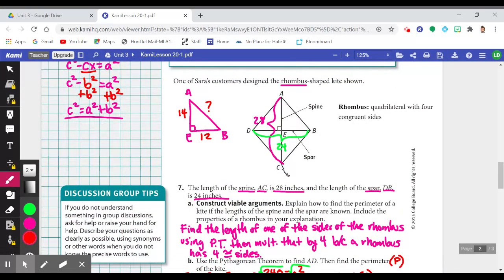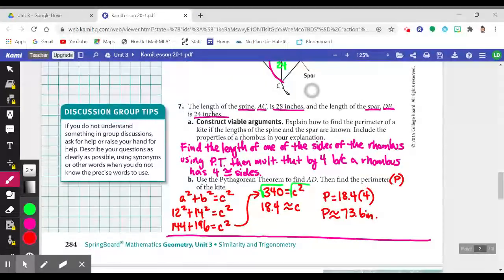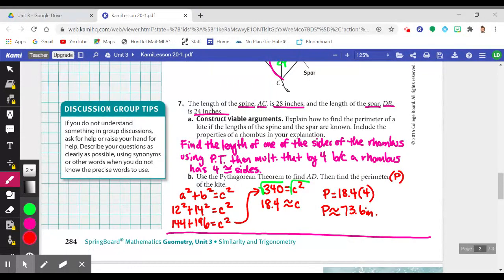So that means the distance from B to C is also 18.4, and C to D is 18.4, and D to A is 18.4. So you could add it 4 times, but that's why you learned multiplication. So we multiplied to find the perimeter, which I called P, 18.4 times 4, and the perimeter is approximately 73.6 inches because we did have to round the edge of the rhombus.